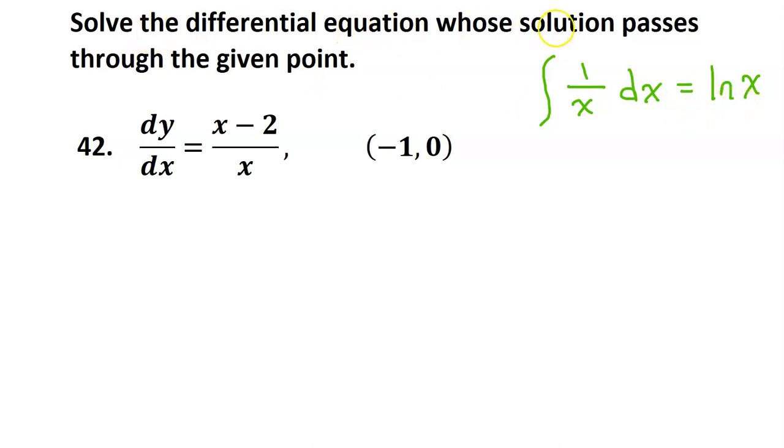Solve the differential equation whose solution passes through the given point. This is a differential equation because it has a derivative in it. In order to get y by itself, that's what it means to solve the differential equation, I just need to integrate both sides of the equation. If I integrate the left side of the equation, I immediately get y by itself. Now I just need to integrate the right side of the equation.